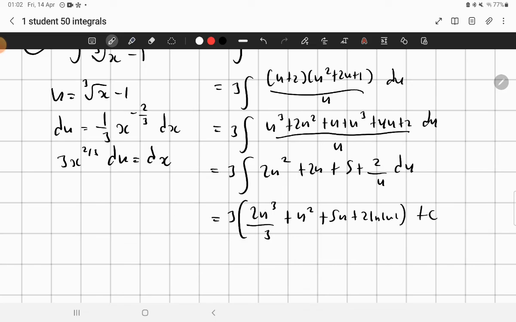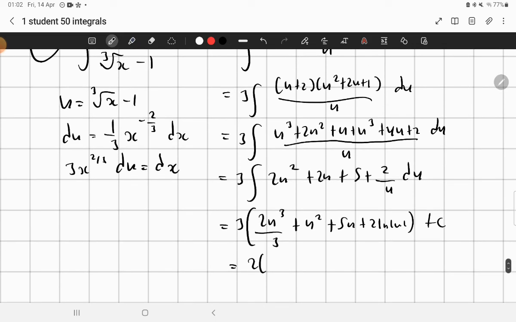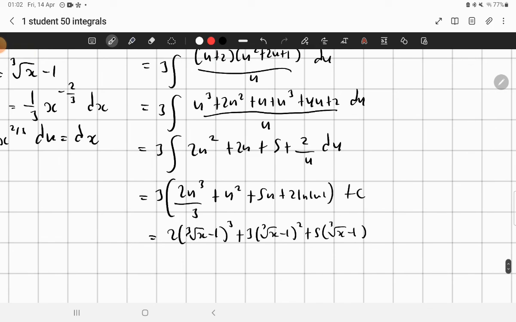So at the end of the day, you will have to undo it: cube root of x minus 1 to the power 3 plus 3 cube of x minus 1 square plus 5 cube root of x. This is 15. This is 6.